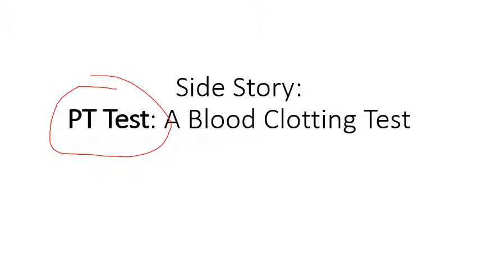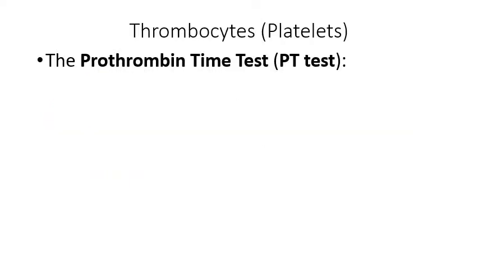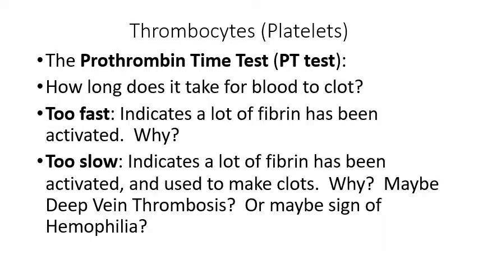So it is useful to measure how fast the blood can clot. And you do that with something called the PT test, or the prothrombin test. Okay, so the PT test, how long does it take for your blood to clot? If it clots too fast, it indicates that a lot of the fibrin in your body has been activated, and then you ask why. Well, there's something wrong, and you should look further into why.